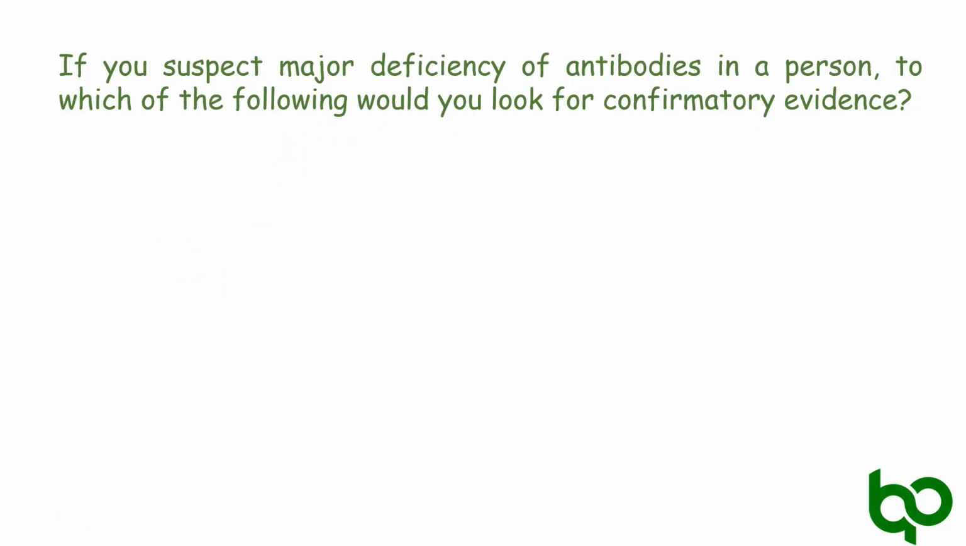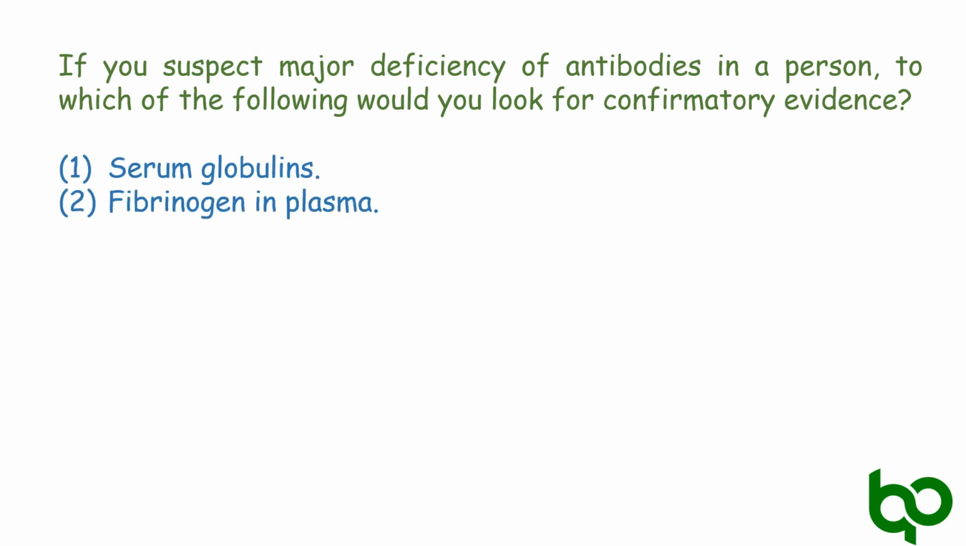Now let's start. The question is, if you suspect major deficiency of antibodies in a person, to which of the following would you look for confirmatory evidence? The options are serum globulins, fibrinogen in plasma, serum albumins and hemocytes.